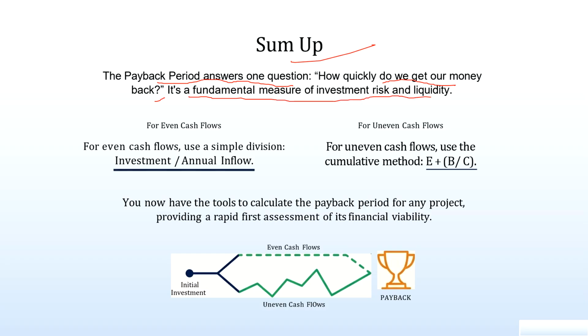The first method is for the even cash inflow. Use simple division, investment by annual cash inflow. And the second is the uneven cash flow. Use the cumulative method, E plus B by C.